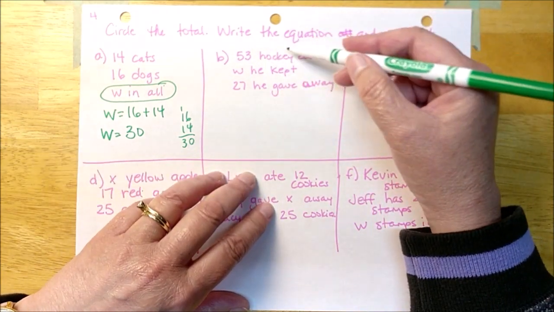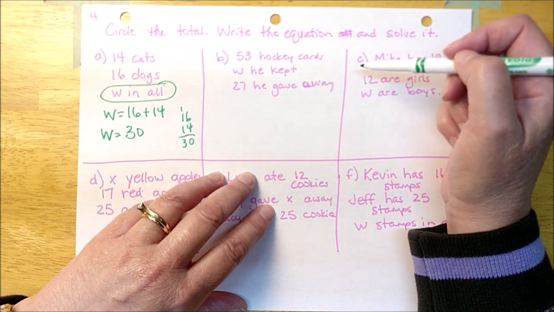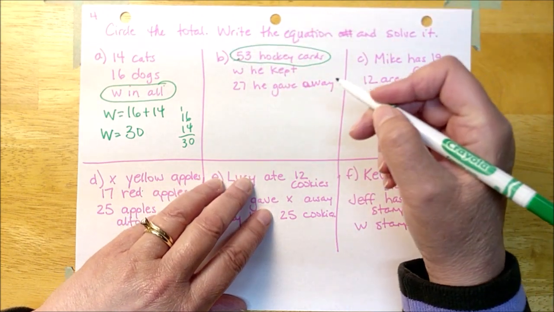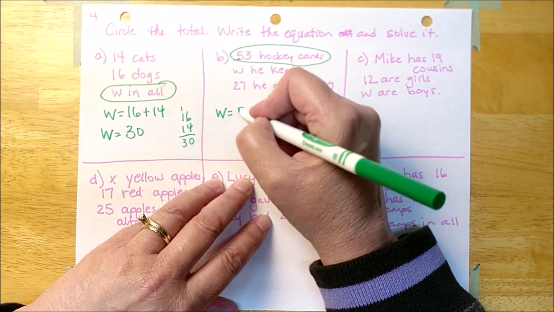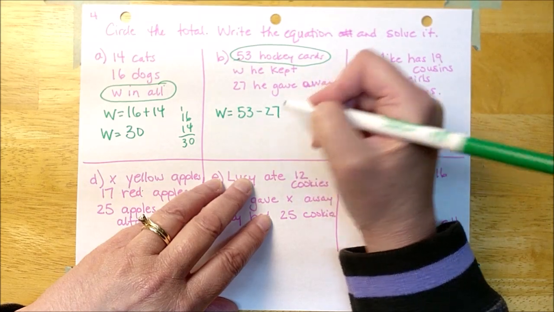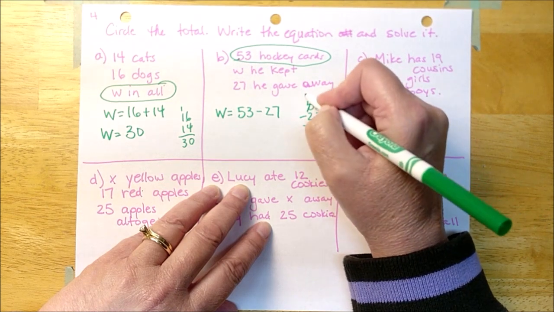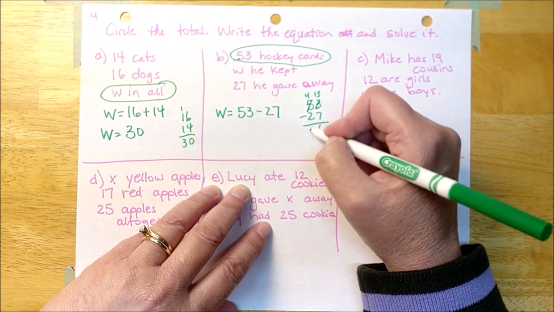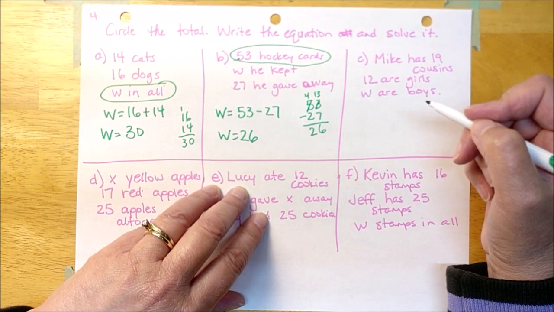Here I have 53 hockey cards. W he kept, 27 he gave away. My total would be this one, that's what I have all together. So I know my total. So it's going to be total, take away how many he gave away. So 53 take away 27. 13 take away 7 is 6, 2. So he gave away 26, or he kept 26.